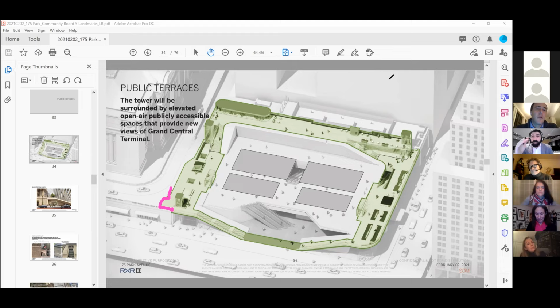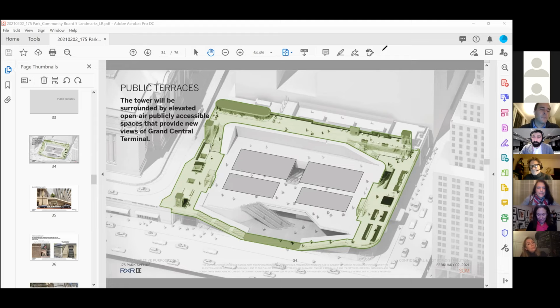As to your question about direct access from this terrace down to the terminal, no, there is no direct access. If you're here and you want to go down into the terminal, you have to take the stair down, or you have to take the elevator down, and then go into the terminal from the sidewalk. Okay, thank you.